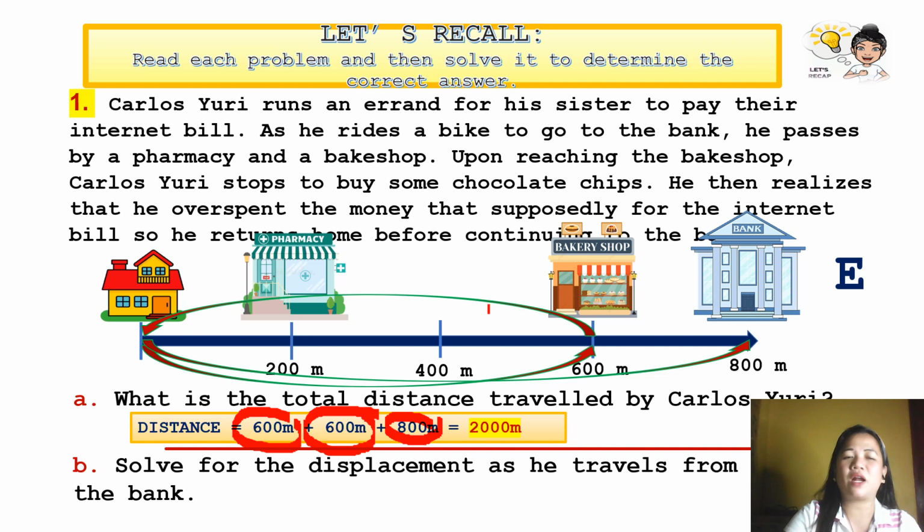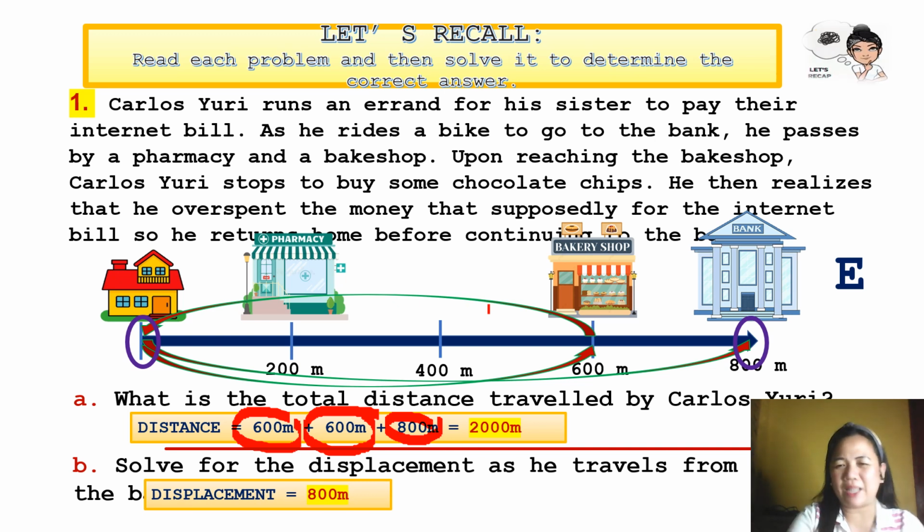If you are traveling from house going to bakery, it's 600. Bumalik ka pa, so another 600. So, that will be 1,200. Pero, your displacement will become 0. That is the reason why, in this example, this is the initial position. Ito yung final position. Sabi natin kanina, kapag yung isang object bumalik kung saan siya nagsimula, therefore, it is 0.